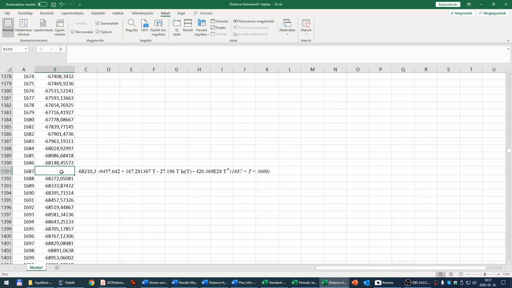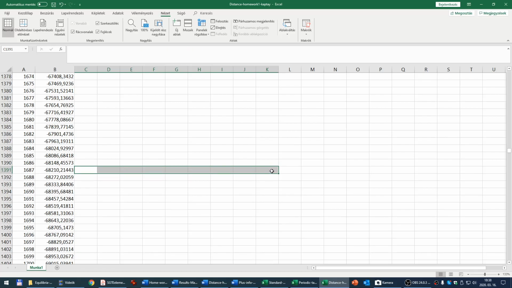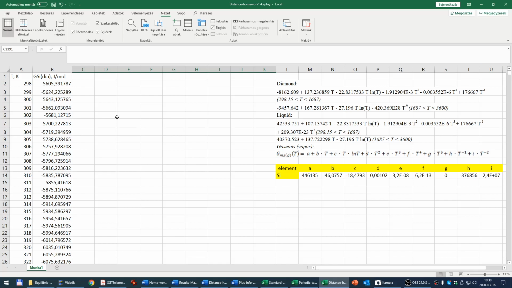You know, Control C, Control V. There is a little green triangle here showing that starting from this line we start a new equation. Double click and now it's valid till the end of 3600 Kelvin. And now I can actually erase this not to confuse later my Excel. And now my second column is ready.